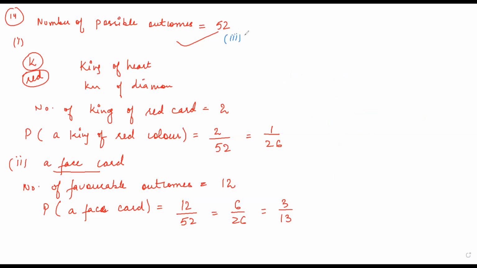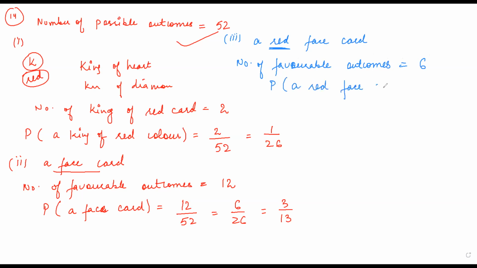Okay, third, you want to find the probability of a red face card. Okay, so now there's an additional term, red. So how many favorable outcomes in this case? 6. Yes. So it is 3 face cards of heart and 3 face cards of diamond. So possible number of favorable outcomes are 6. So the probability of a red face card will be 6 divided by 52, right? Again, you can divide numerator and denominator both by 2. So you get 3 by 26.